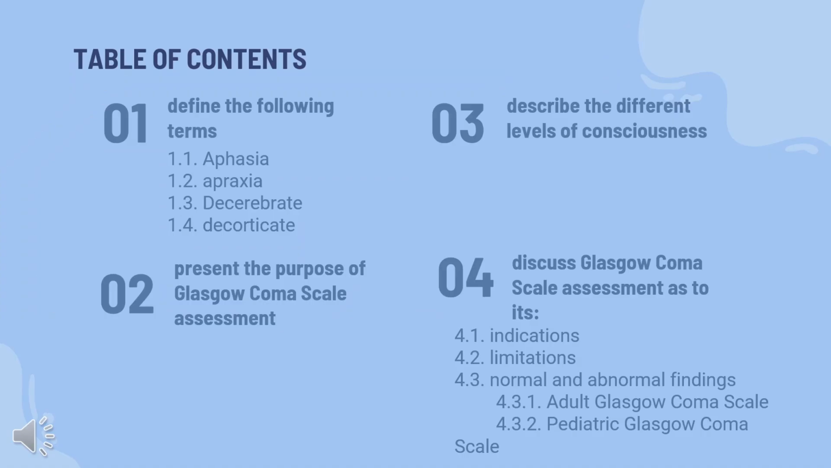Number 1. Define the following terms: aphasia, apraxia, decerebrate, and decorticate. Number 2. Present the purpose of Glasgow Coma Scale assessment. Number 3. Describe the different levels of consciousness. Number 4. Discuss Glasgow Coma Scale assessment as to its indications, limitations, normal and abnormal findings, the adult Glasgow Coma Scale, and the pediatric Glasgow Coma Scale.